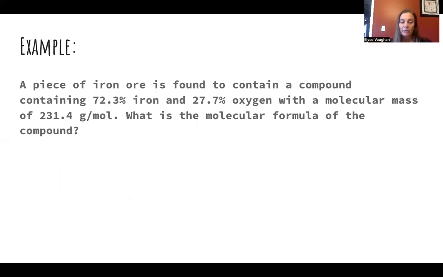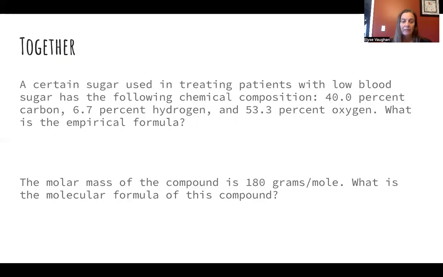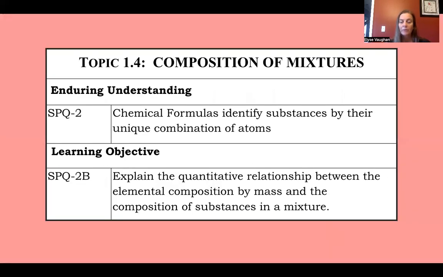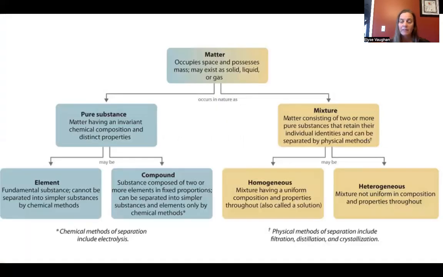Okay, and again, we'll do this practice problem together in class as well as that one. So let's move on to composition of mixtures. So our chemical formulas identify substances by their unique combination of atoms. And because we know that compounds always contain the same proportion, that same percent composition, we can use that to identify whether we have a mixture or a pure substance, and perhaps what the contaminants might be in a mixture.